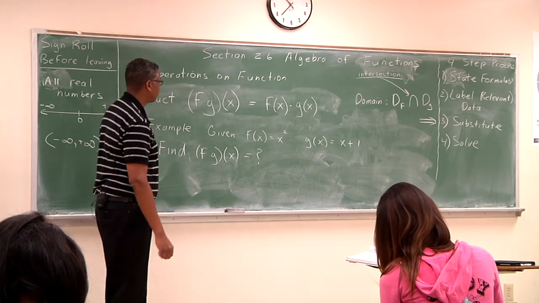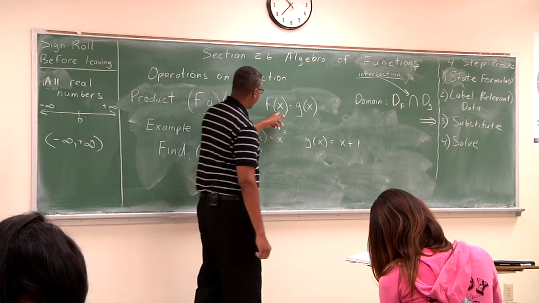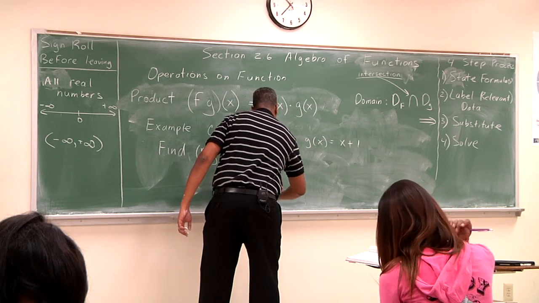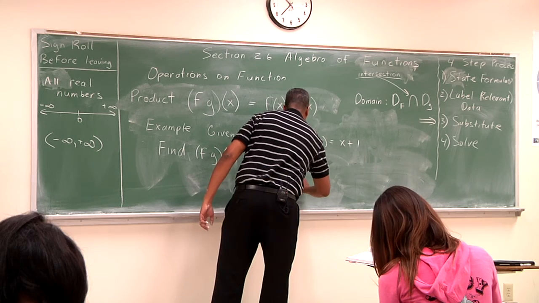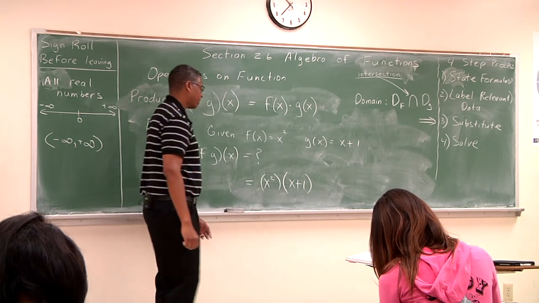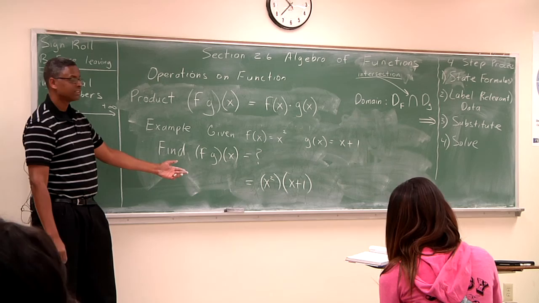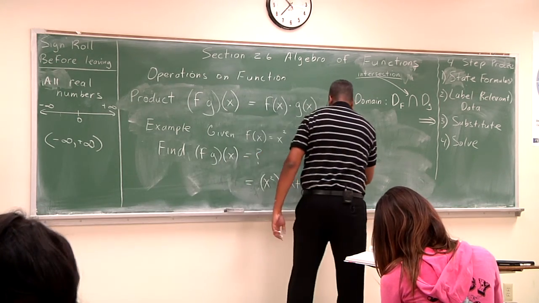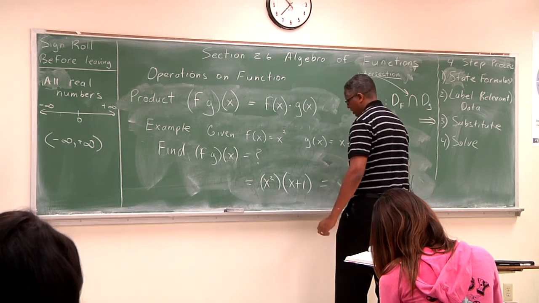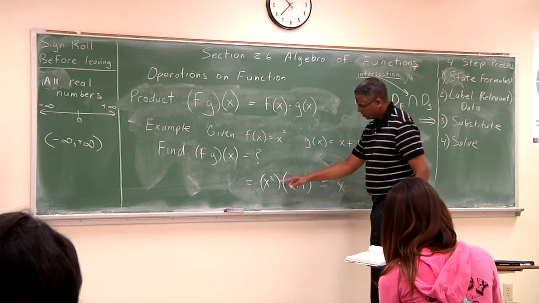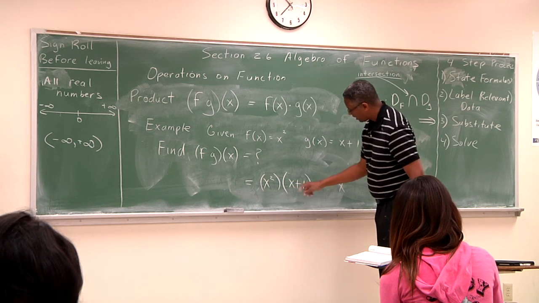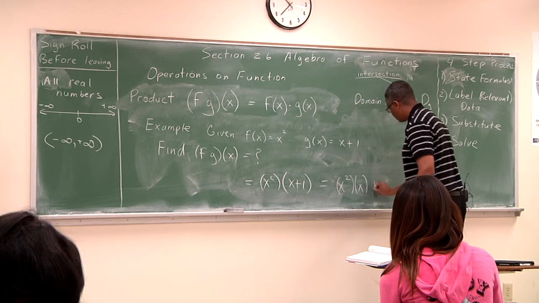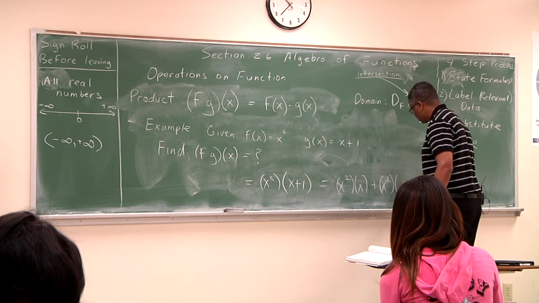So to find that, we essentially substitute f of x into this formula, so we get f of x, which is x squared, times g of x, which is x plus 1. And guess what? We've done most of the hard work. To multiply these two functions, you use what's called the distributive property, correct? Because we're using parentheses, this distributes to the x, so we have x squared times x plus x squared times 1.